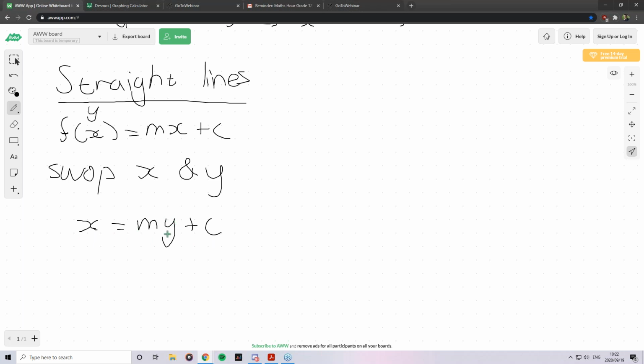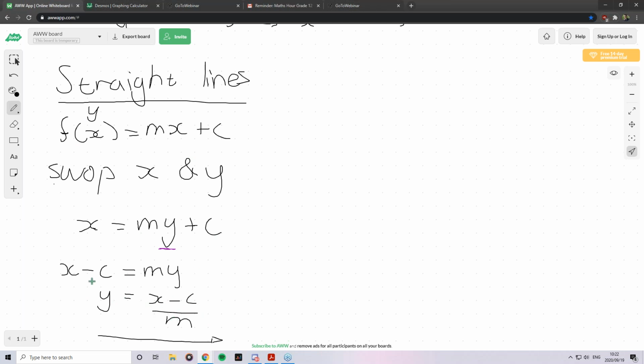What you're going to have to do is solve for y by getting this alone on one side. So what you do is you just say, all right, x minus c is equal to my. And here we can just see y equals x minus c over m. So for a straight line with y equals mx plus c, the inverse will be of the form y equals x minus c over m.